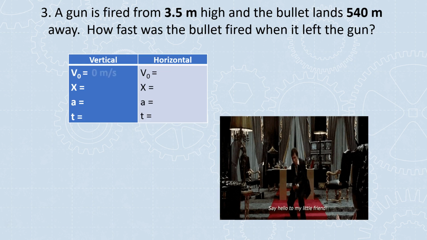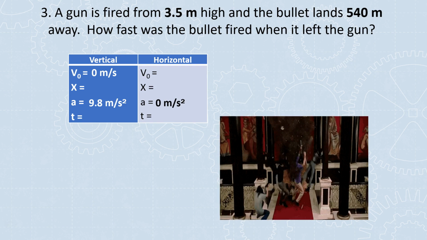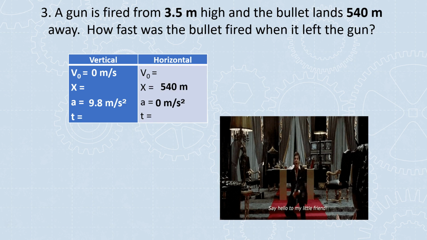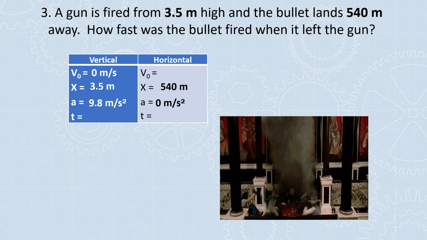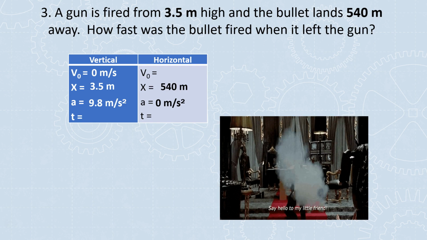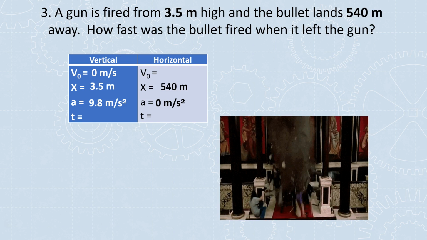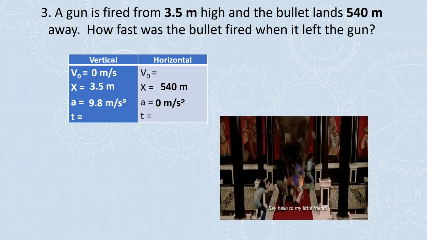Set up your givens. We know initial velocity vertically is zero. Acceleration is 9.8. Horizontal acceleration is zero because it's moving at a constant velocity. The bullet travels horizontally 540 meters, so it's 540 meters in front of the guy who shot it. The vertical distance is 3.5 meters. That means it was fired from a height of 3.5 meters. I want to find the initial horizontal velocity. I only have two givens there, so I need to start with my vertical information. If you don't have enough in one column, start in the other column. I'm going to solve for time.